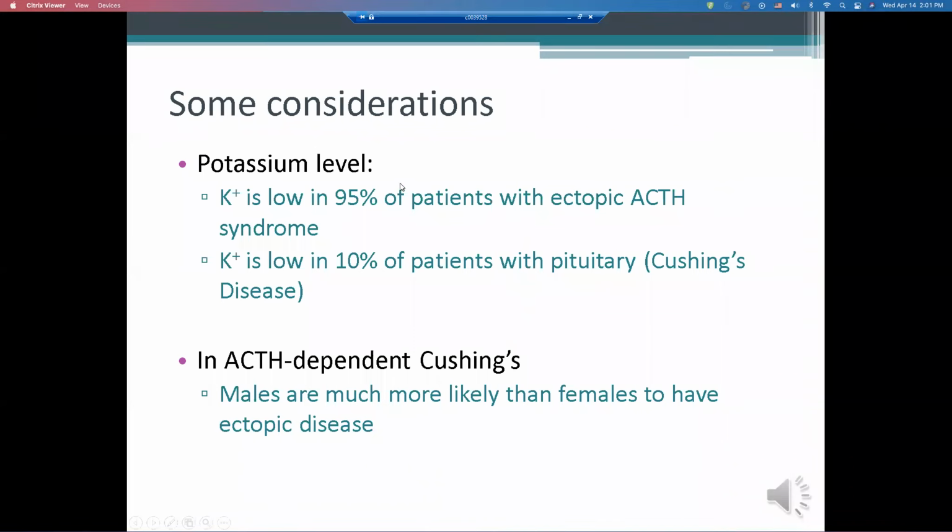Some other considerations related to Cushing syndrome. Sometimes it's associated with hypokalemia, but hypokalemia is much more common in ectopic Cushing syndrome compared to pituitary, where it is found in about 10% of patients. Males are much more likely to have ectopic Cushing compared to females. So if you have a female with ACTH-dependent Cushing, there is a 90% chance before you do any test that it is pituitary, and 10% chance it is ectopic. However, in males, ectopic is more common. So it's probably 60% pituitary, 40% ectopic.